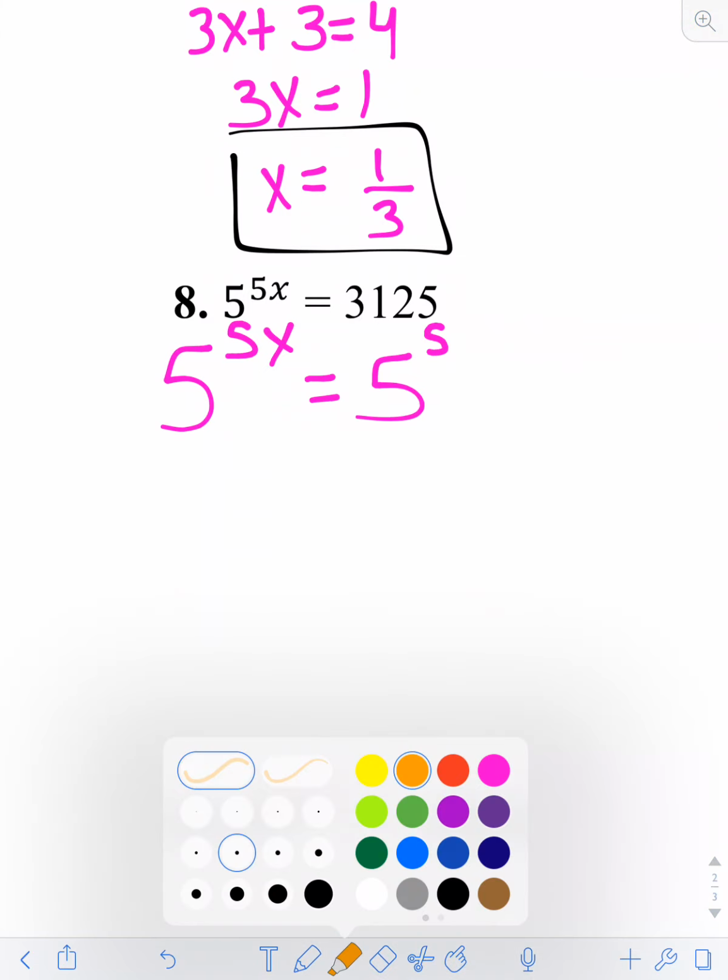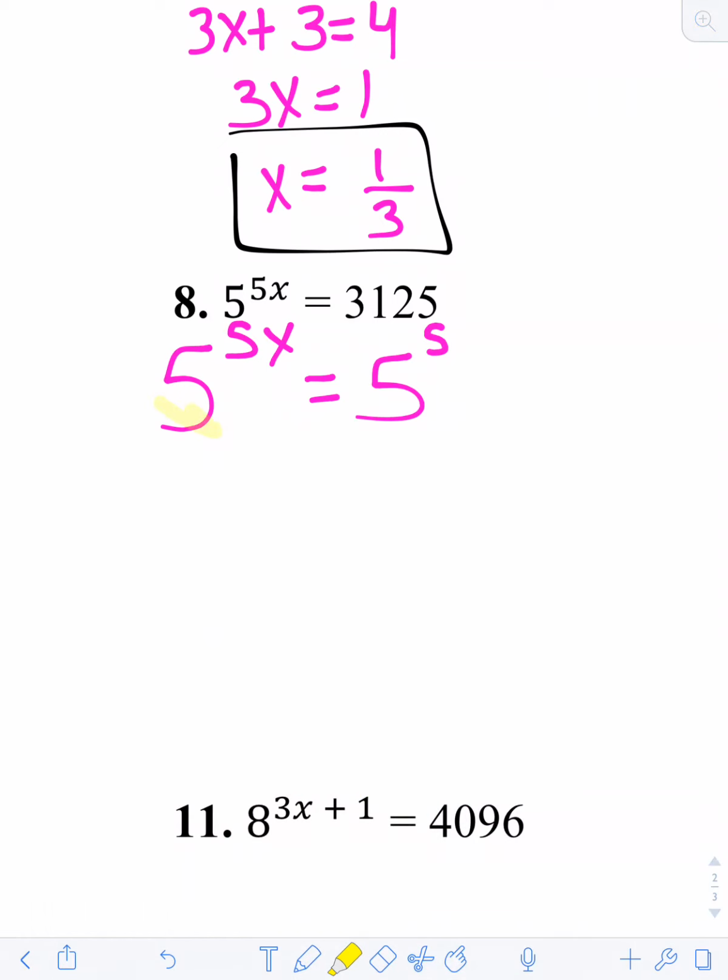So now that your bases are the same, so my bases are 5 and 5, your base has to be the same in order to say that your exponents can equal each other. So my exponents can equal each other, so I have 5x is equal to 5. So that comes out to x is equal to 1.